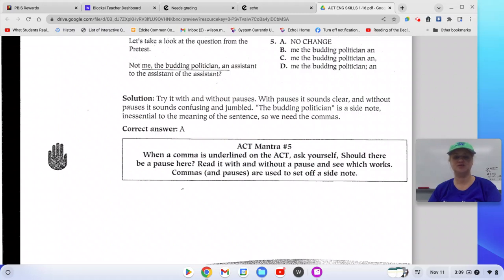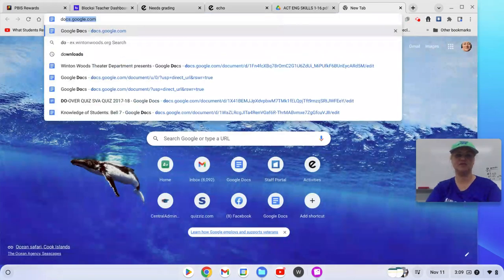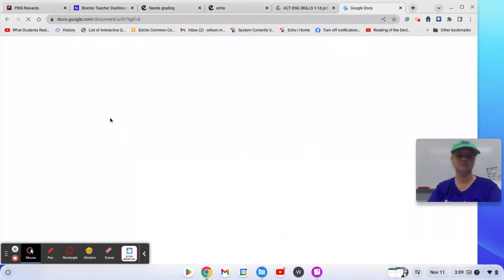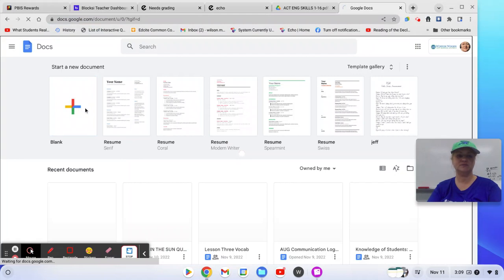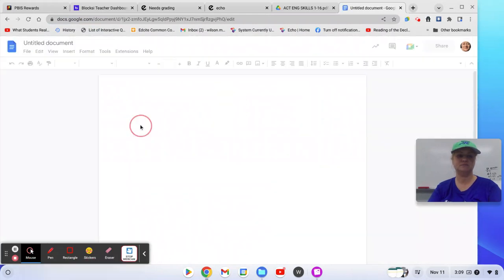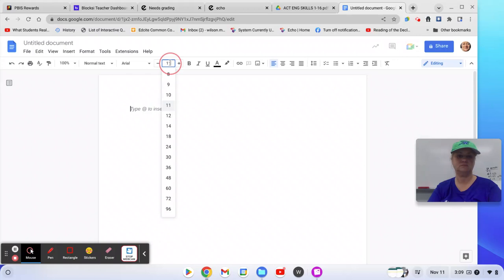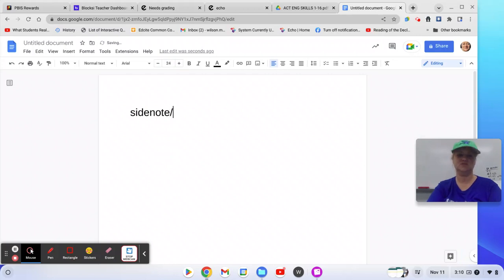Commas and pauses are used to set off a side note. And what they mean by the side note is an appositive. I say it's like "positively," it tells positively who somebody is. So let me just bring this up in a document to show you. A side note is called an appositive in English class.